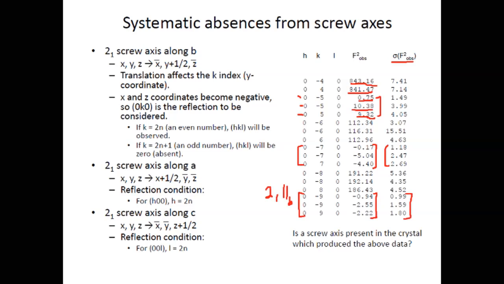And this is what the computer does when it's looking for systematic absences. It looks at all the reflection data and says, okay, what's the intensity of the reflections for the odd 0K0, the even 0K0, and then it makes a decision to see whether it's systematically absent or not.